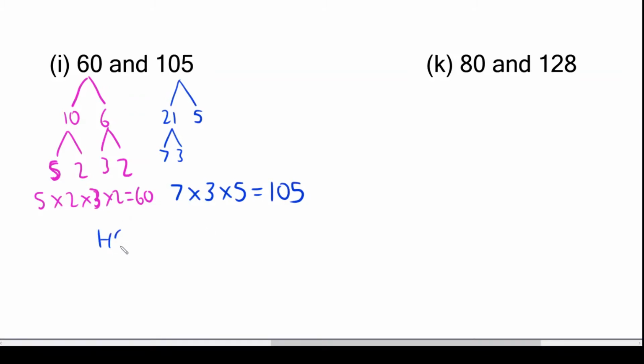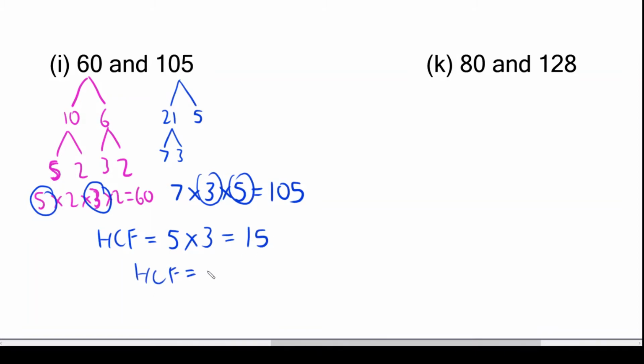And for our highest common factor, we need to look at what's the same. We've got a 5 and another 5 here. So it's 5 times. Do we have a 2? Nope, there's no 2 there. What about a 3? Yes, we've got a 3. Do we have a 2? Nope, that's it. 5 3s are 15. The highest common factor of 60 and 105 is 15.